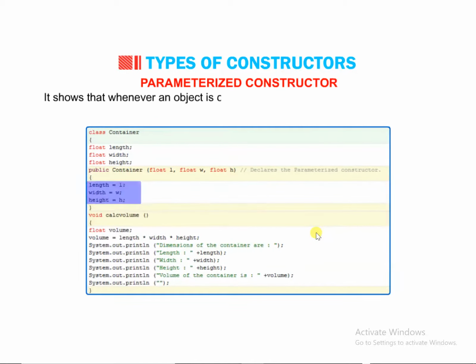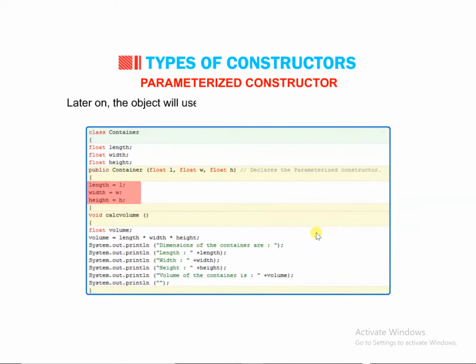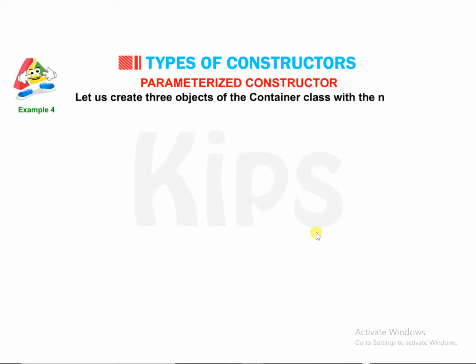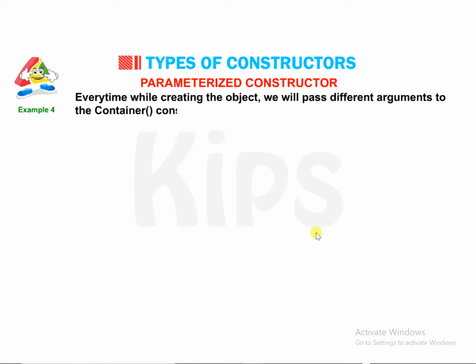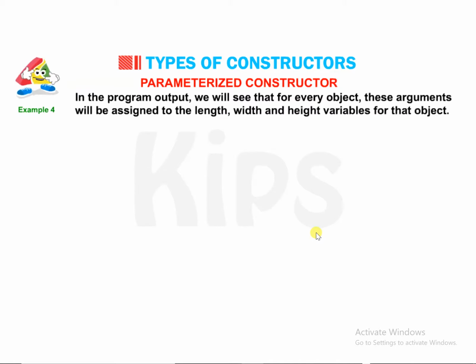It shows that whenever an object is created, the arguments will be passed to the constructor, which will then be assigned to the variables length, width, and height for that object. Later on, the object will use these values to perform certain operations. Example: let us create 3 objects of the container class with the names box1, box2, and box3. Every time while creating the object, we will pass different arguments to the container constructor. In the program output, we will see that for every object, these arguments will be assigned to the length, width, and height variables for that object.